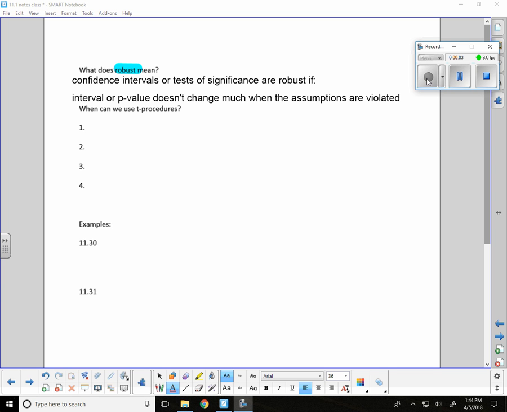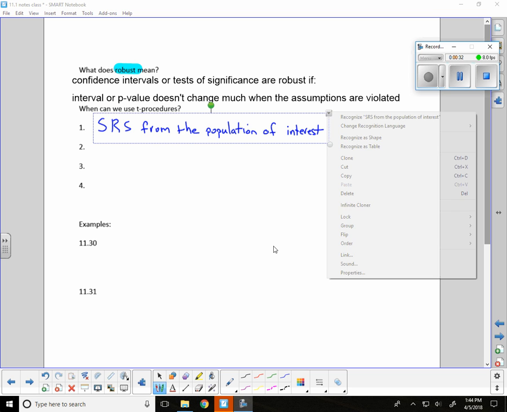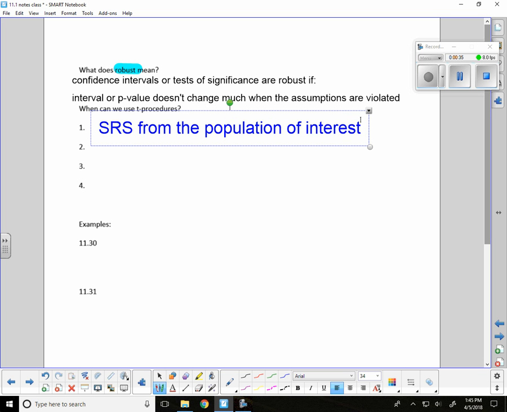All right, so that being said, we need to talk about what are the assumptions, because when we want to use a t-test, we have certain assumptions. And what are the ones that are in place? Well, the first one is, in almost all of ours, we want to have a simple random sample. And that helps us to know that it's representative and it's not biased.